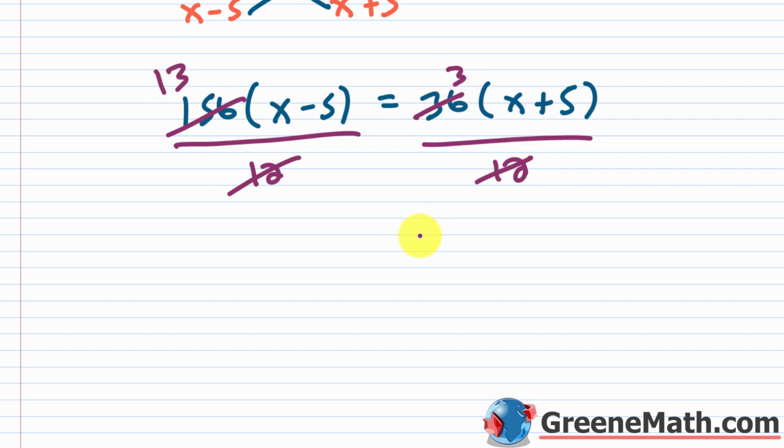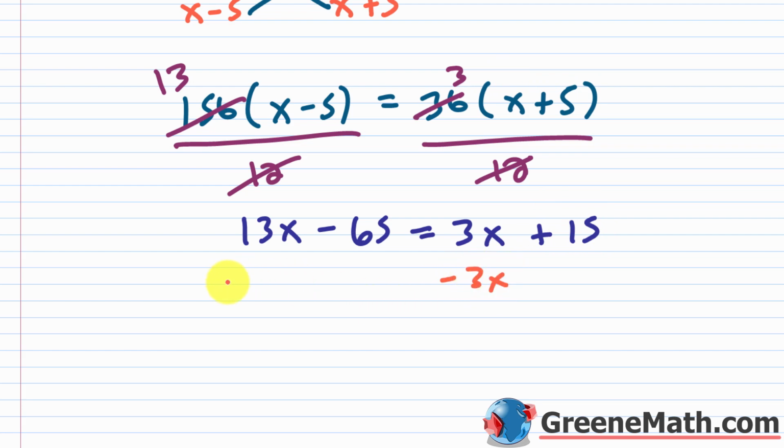Okay, so you can always multiply or divide both sides of an equation by the same non-zero number. You're not going to change the solution set, so it's perfectly legal. So over here, I would now have 13 times x, which is 13x, and then minus 13 times 5, which is 65. And this equals 3 times x, which is 3x, and then plus 3 times 5, which is 15. I'm going to subtract 3x away from each side of the equation. This will cancel. I'm going to add 65 to both sides of the equation, this would cancel.